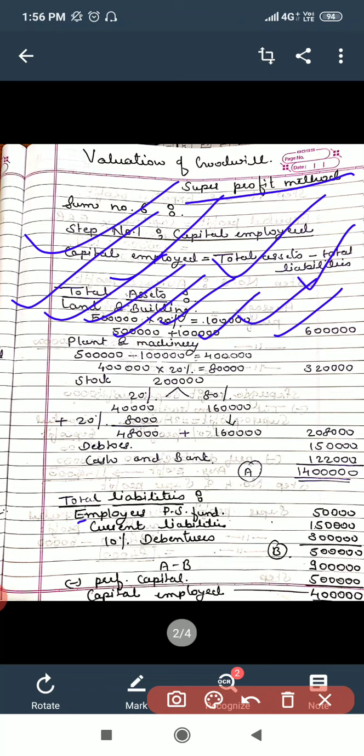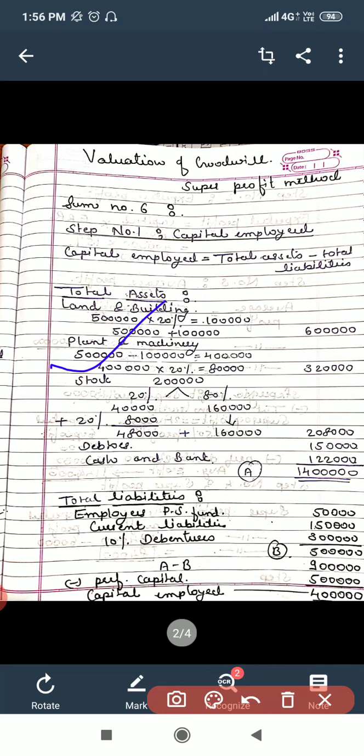The next asset which has been provided to us is the plant and machinery, and in the additional information number 1, it has been told to you that the plant and machinery is 20% less than the book value. The value of the plant and machinery given in your balance sheet is rupees 5 lakhs. Now if you check your liability side, the very last item is depreciation on the plant and machinery, rupees 1 lakh. We have been told that the value of the plant and machinery is 20% less than its book value. So first we will calculate the book value.